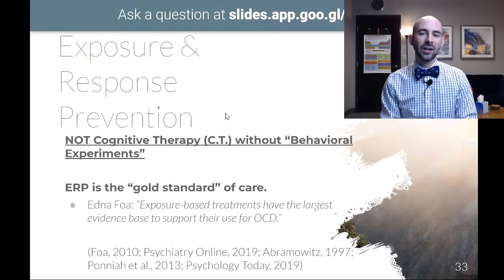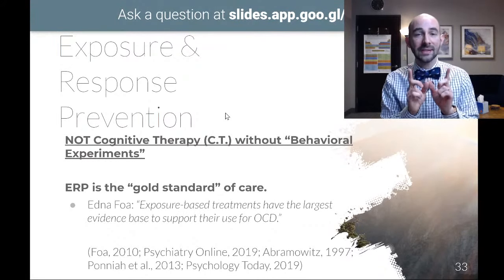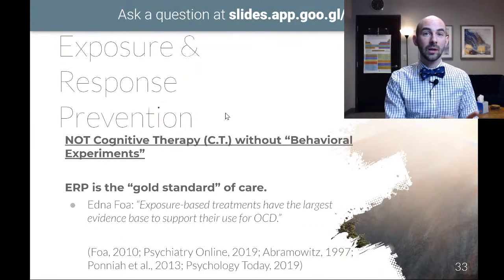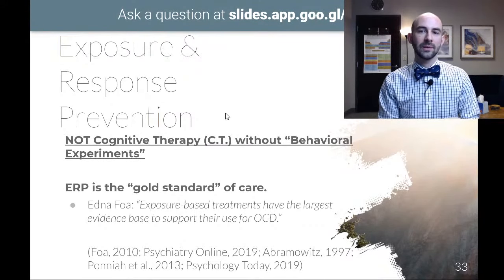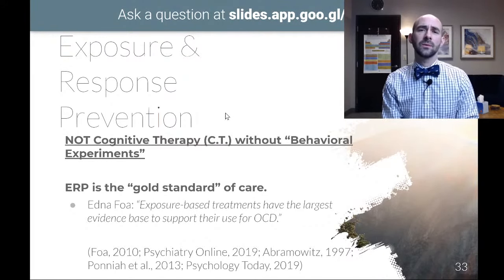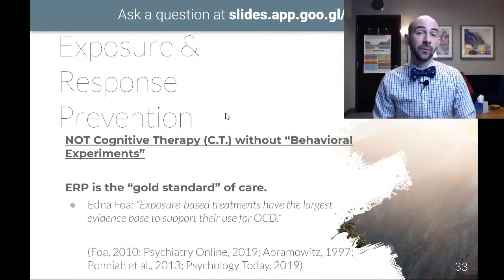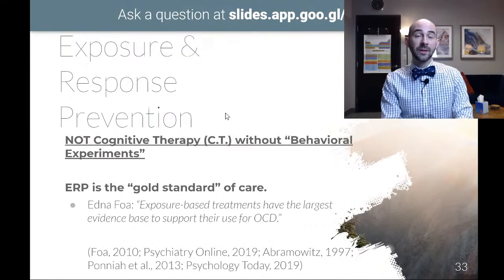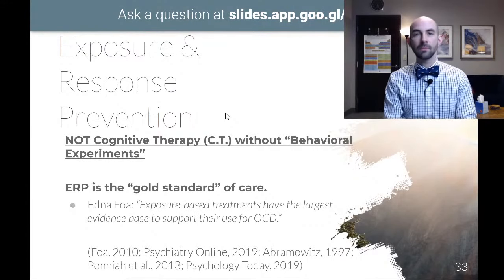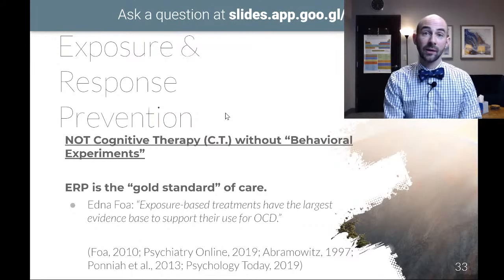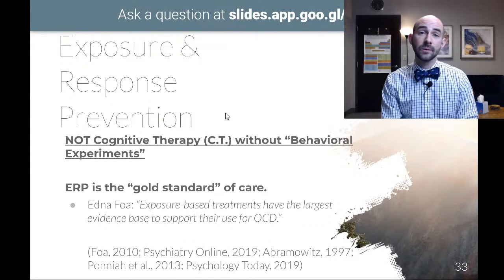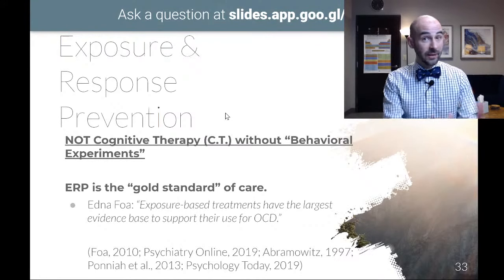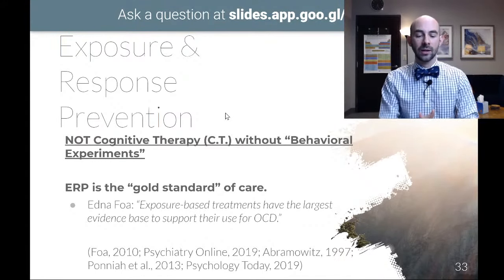So to be clear, this is not what's called cognitive therapy without behavioral experiments. This is going to be an important point that's touched on here today. Got nothing against cognitive therapy, and it's actually very, very effective as a treatment. It's still a first-line treatment for OCD. But exposure and response prevention is the gold standard. There's a reason there's the most number of randomized controlled trials supporting its use, supporting its efficacy. There's some good randomized controlled trials head-to-head with ERP and cognitive therapy.